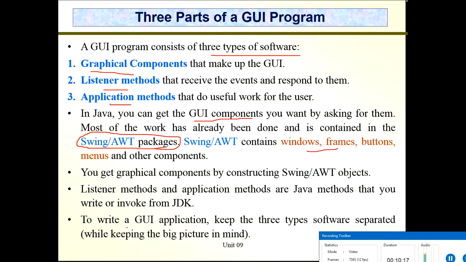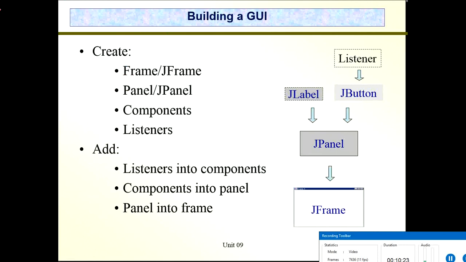So, to write a GUI application, keep the three types of software separated. How are you going to do that? You will first of all create a frame. A frame is nothing but our window. On the frame, you can attach a JPanel. It is just like putting a wallpaper on a window, right? And on the wallpaper, you put the components. So a panel is something like your wallpaper, and a frame is something like your window.